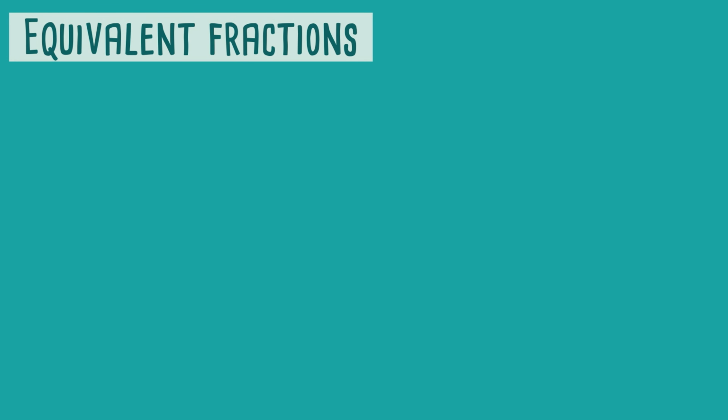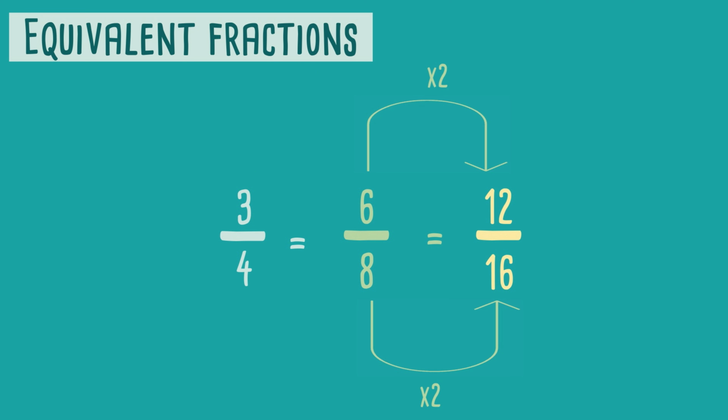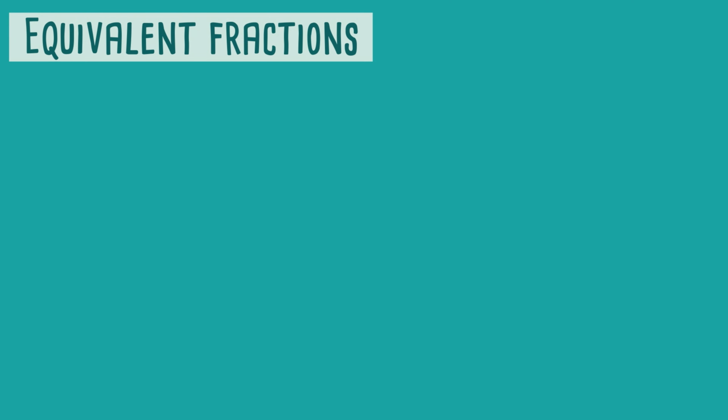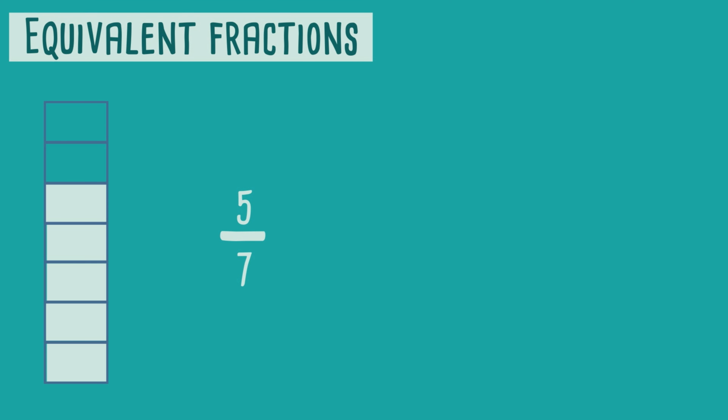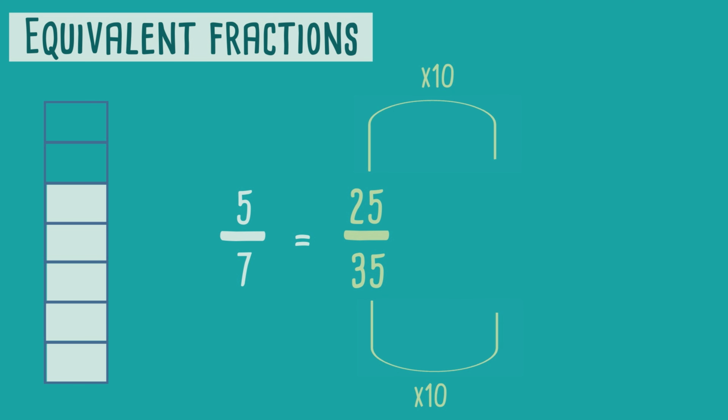To find an equivalent fraction, all you have to do is multiply or divide both the numerator and denominator by the same number. Let's have a look at these fractions again. To get from the first fraction to the second fraction, we have multiplied both the numerator, which is 3, and the denominator, which is 4, by 2. This will work for any fraction, as long as you do the same to the bottom number as you do to the top number. This will ensure the fraction is equivalent. You can multiply the fraction by any number.